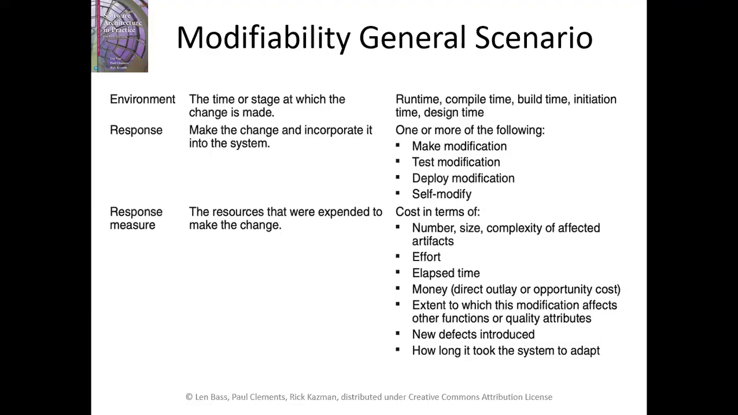We have the environment as usual. It could be during code execution, that is runtime. It could be at compile time when we are building the executables. It could be at build time. It could be at initiation time. It could be at design time. Also, we have the response: we make the modification, we test the modification, we deploy the modification. It could be a number of things, but here are just examples of possibilities. And then the response measure is, okay, what now happened? It could be the amount of effort that was used, it could be the time spent on making the modification, it could be a number of things.